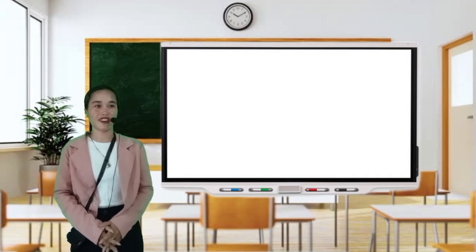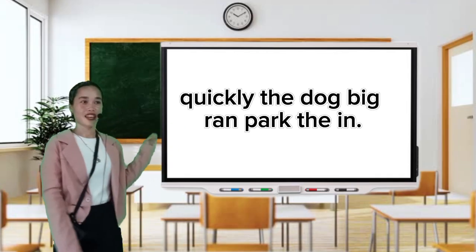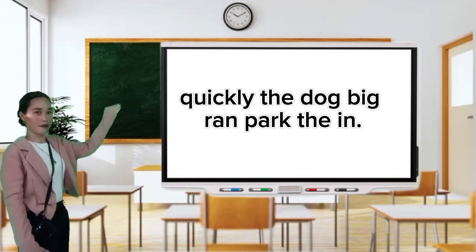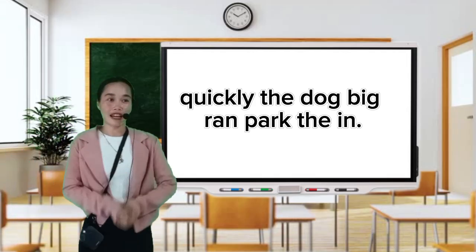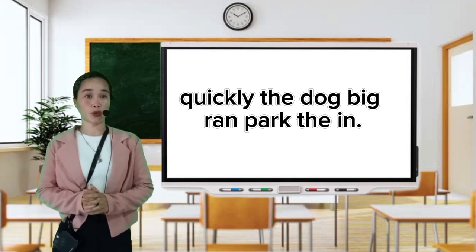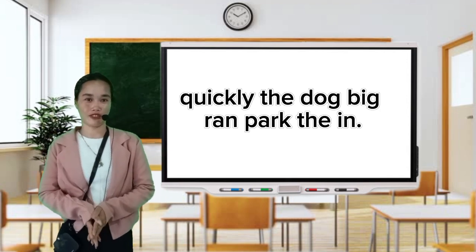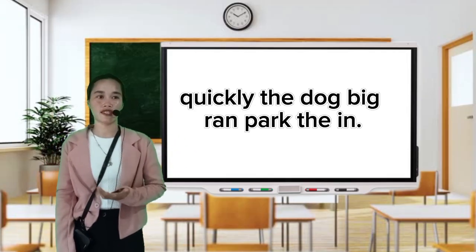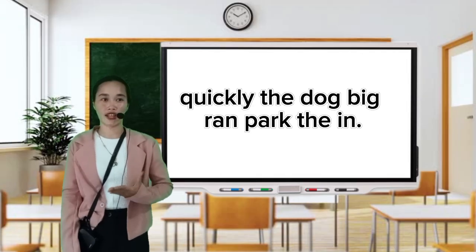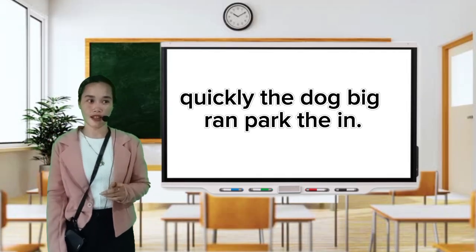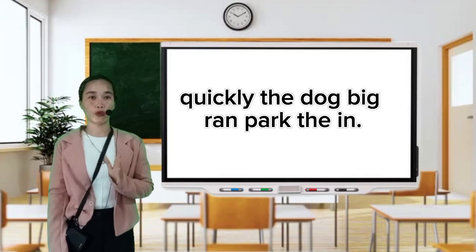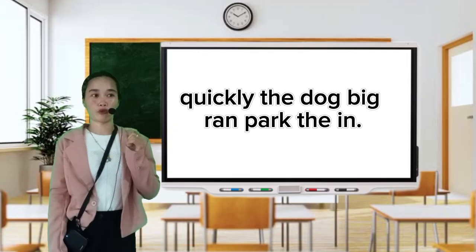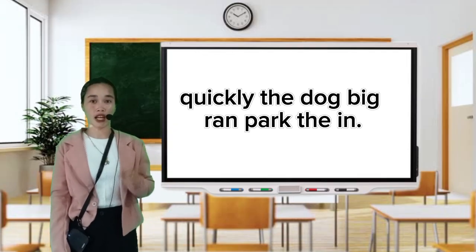Now, let's put on our detective hats. On the screen, you'll see a sentence with all the words mixed up. Quickly, the dog big run park in the evening. Your task is to mentally rearrange these words to create a grammatically correct sentence. Once you figure out the correct order, think about each individual word. What kind of word is it? What does it do in the sentence? For example, what kind of word tells us what is doing the action? Dog. What kind of word tells us how the action is happening? Quickly.